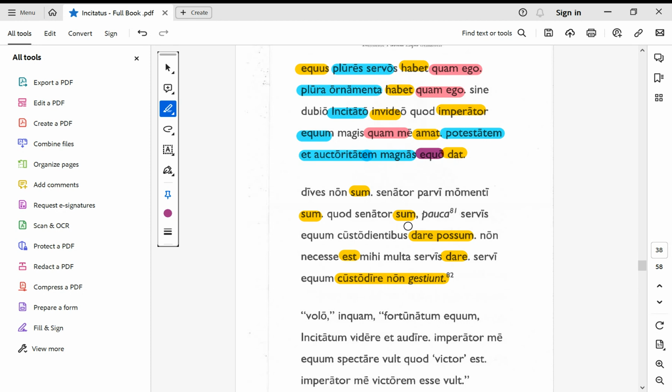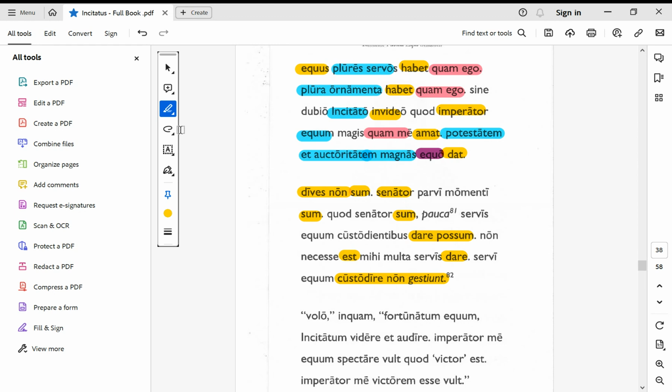We have the word sum, which means I am. We see that a lot. And when you're using some form of sum or est, there is no action to receive. So there's no accusatives here. That's why everything is nominative. I am not rich. I am a senator.